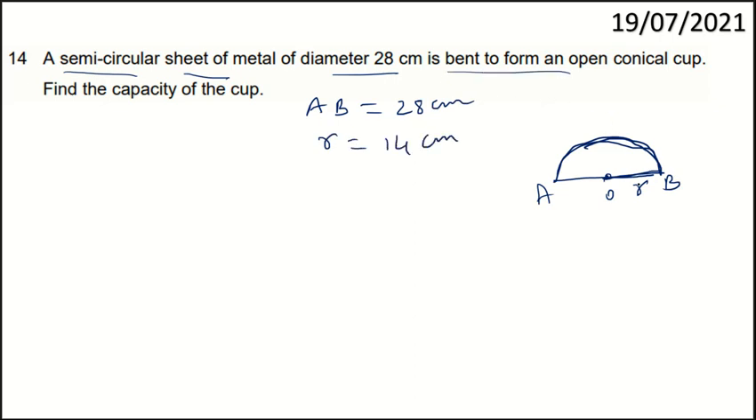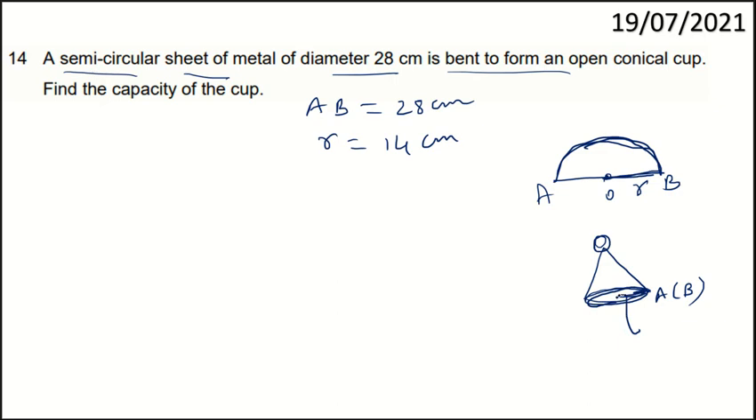This is bent, and AB is bent and made into a conical shape. Here, try to observe, O comes on the top and A and B come one over the other. That means this entire 28 centimeter is becoming the circumference of the cone. Now, its base radius we do not know.